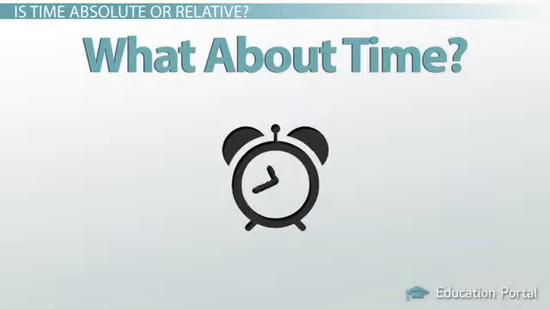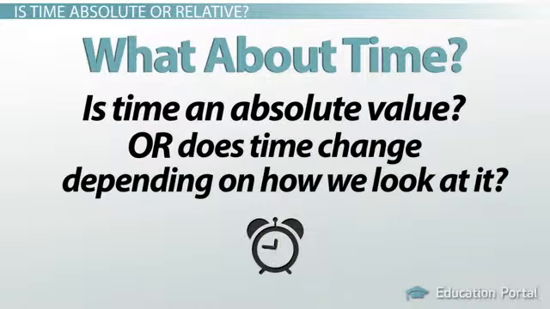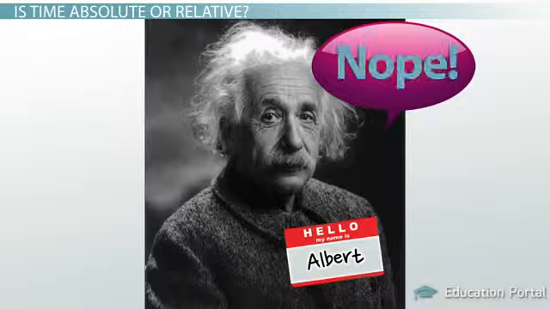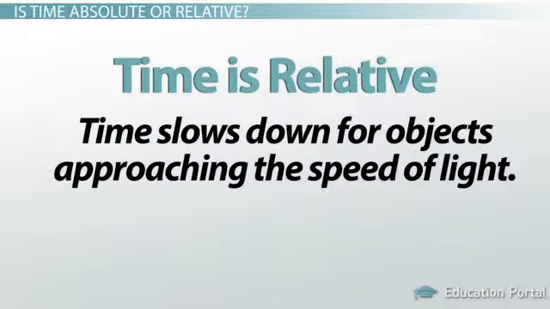What about time? Is time an absolute value, or does time change depending on how we look at it? In other words, is a second the same for every observer regardless of their perspective? Well, as it turns out, the answer to this question is no. Rather, time is relative. Time slows down for objects approaching the speed of light.